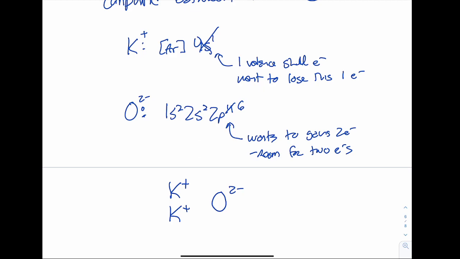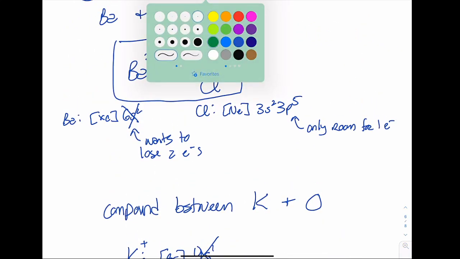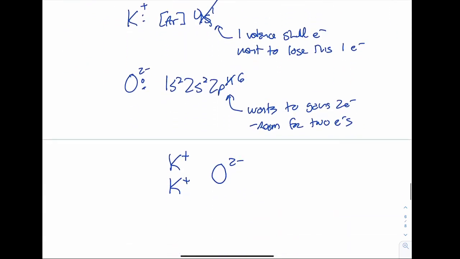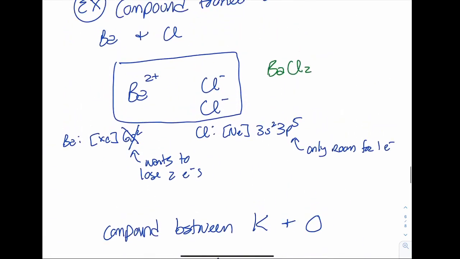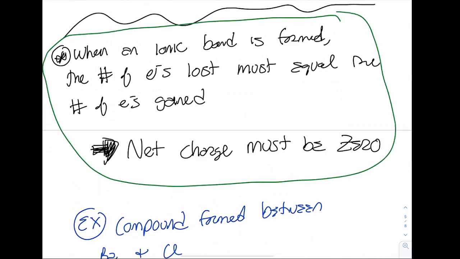So when I put these together in my ionic compound, if I go back up to this one, I have 1 barium and then I have 2 chloride ions, so BaCl2. Between potassium and oxygen, here I have 2 potassium, so K2, and then 1 oxygen, so K2O. So do be careful when we're writing these compounds, right? The number of electrons lost must equal the number of electrons gained. My net charge must be equal to 0.